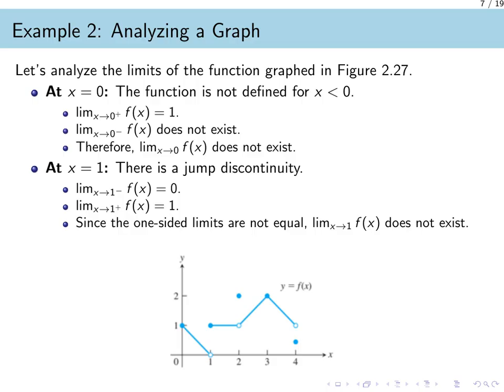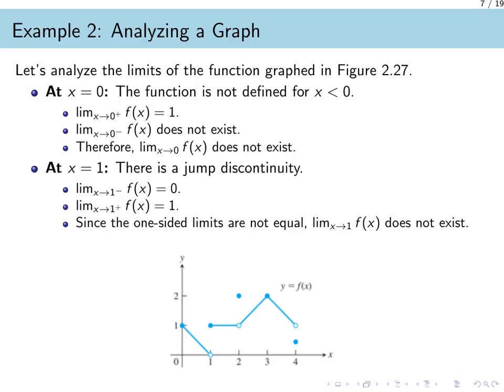First, at x equals 0, the function is not defined for any values less than 0, so a left-hand limit is impossible. As we approach 0 from the right side, however, the function value clearly approaches 1. Because a limit from the left does not exist, the overall two-sided limit at 0 does not exist.